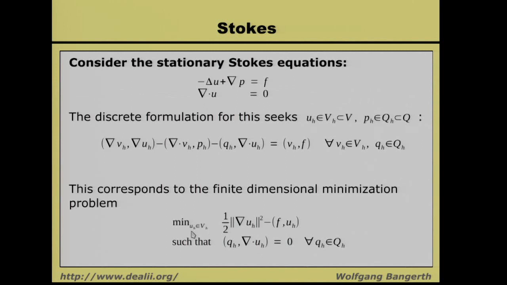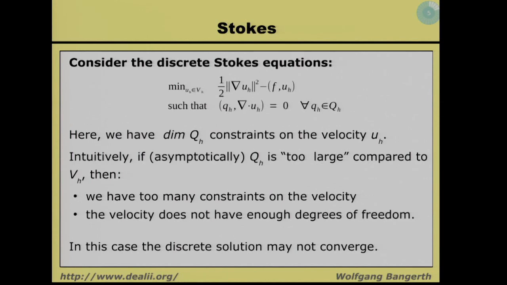Namely, I want to minimize over the uh in Vh of this energy, and the constraints are now of the form div uh times qh equals 0 for all qh. Well, that's a finite number of constraints now, right? It doesn't have to hold pointwise anymore, but it is as many linearly independent constraints as I have pressure degrees of freedom. So how many do I have? I have dim Qh constraints on this velocity.